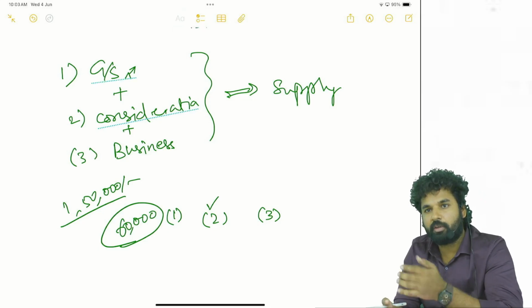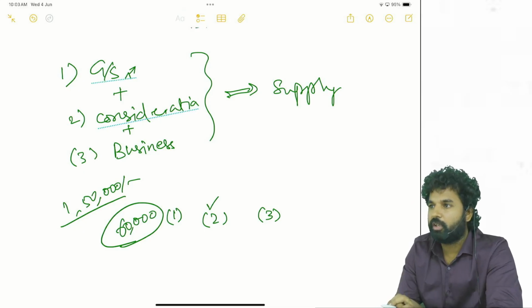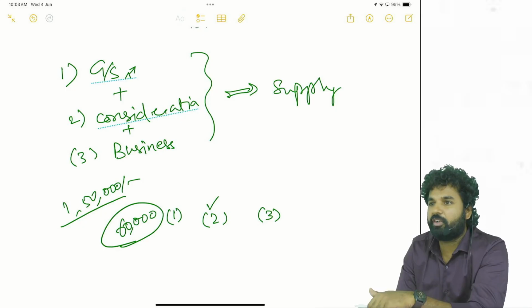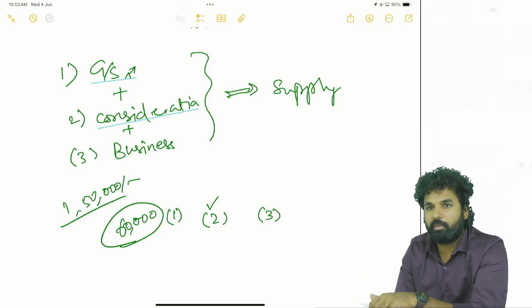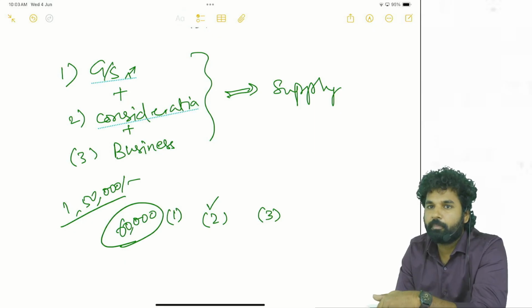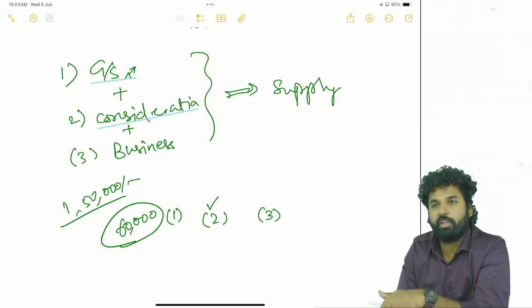There is no business here. Occasionally it happened like that. We wanted to change the bike, that's why we are selling. It is not our regular activity. It is not our business activity. Our business is not to sell bikes. Occasionally we are selling the bike. So business is absent here. Then it cannot be called a supply, because the element of business is missing here.